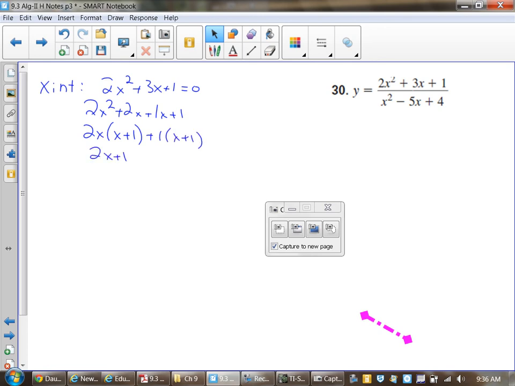So you have 2x plus 1 and x plus 1. So your intercepts are going to be located at -1/2 and -1, okay? Your vertical asymptotes are going to occur at the zeros of the denominator.